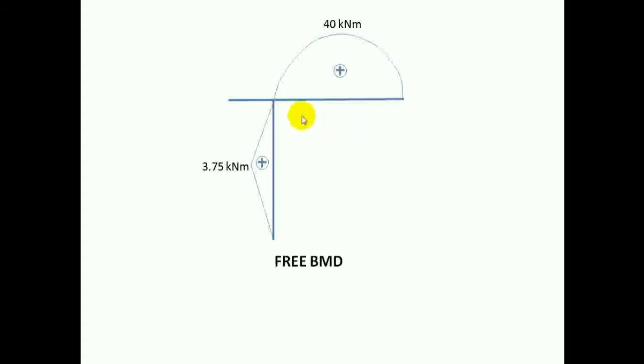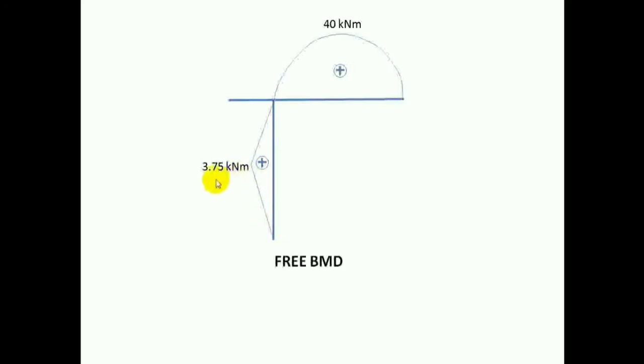Drawing a free BMD means we just consider that this beam BC is a simply supported beam, and that this portion, that is portion AB, is also simply supported. So here there is provision of UDL, that's why we are getting a parabolic curve. Here there is a point load, that's why here we are getting a triangular BMD.